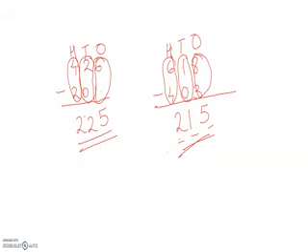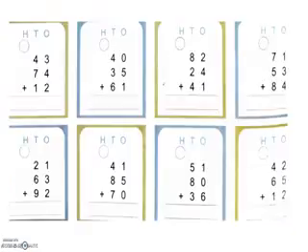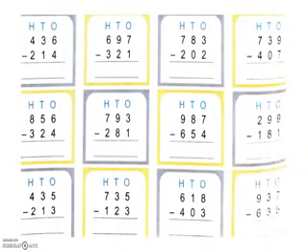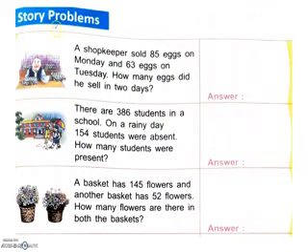Now we can see some story problems regarding this addition and subtraction. First question is, a shopkeeper sold 85 eggs on Monday and 63 eggs on Tuesday. How many eggs did he sell in 2 days? So total, how many did he sell in 2 days? What do we have to do, addition or subtraction?